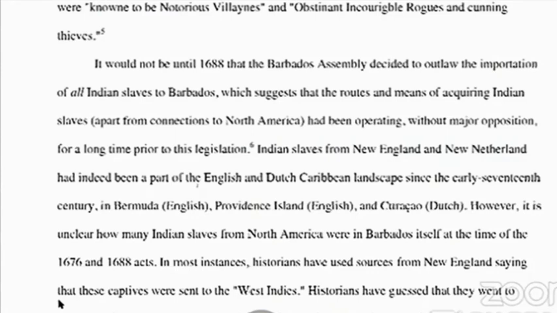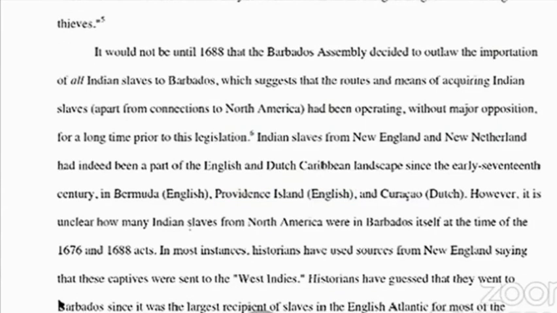In Bermuda, English Providence Island, that's off the coast of Nicaragua and Honduras, they were sending Pequots over there, calling them cannibal Negroes. Enslaving the Pequots and sending them to Providence Island, another pilgrim colony, the one they don't teach you about, and Curaçao, Dutch. However, it is unclear how many Indian slaves from North America were in Barbados itself at the time of the 1676 and 1688 acts.